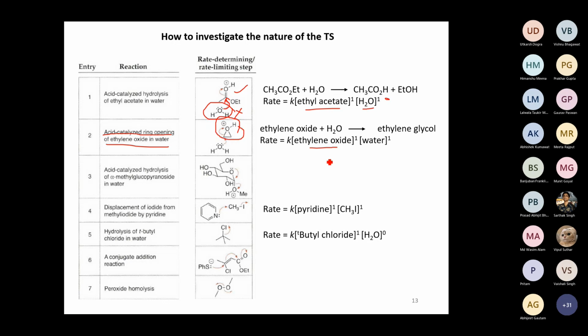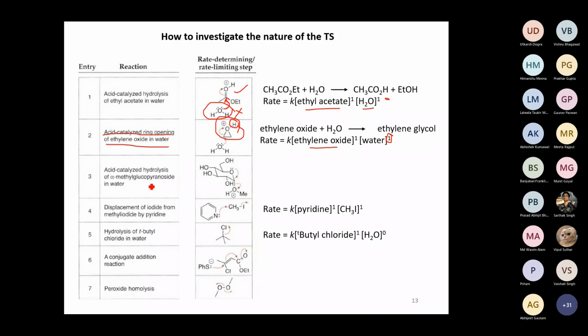This is also acid catalyzed. So here is the acid, this proton is binding here. And water is also first order. That means attack of the water on the carbon and ring opening is happening in the rate determining step. So in the rate determining step, ethylene oxide is involved and water is also involved. The rate law is telling both are involved. So it is likely that water is attacking one of the carbon atoms of ethylene oxide and ring opening is taking place in the transition state of a turnover limiting step. Okay, clear?